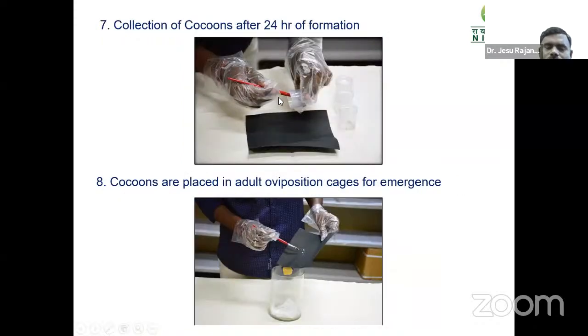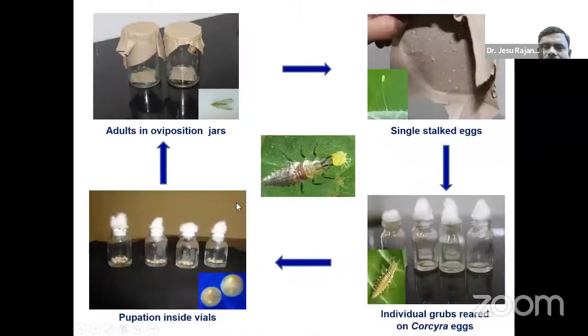So it will grow maximum 10 to 12 days, because of the 3 grub stages. After that comes the pupa stage, so that pupa you release into the oviposition chamber for further mass production. So this is the life cycle and mass production technique.